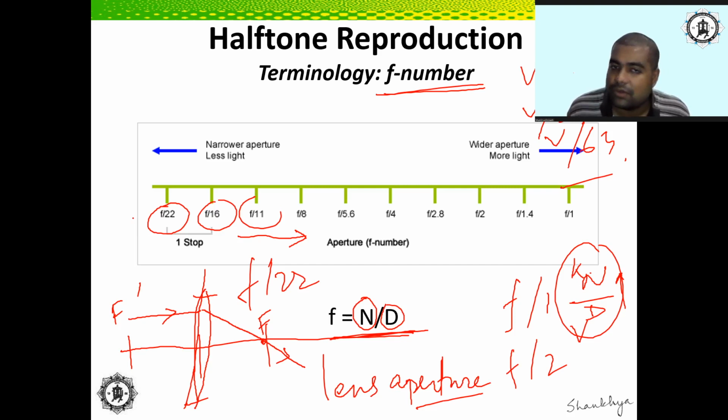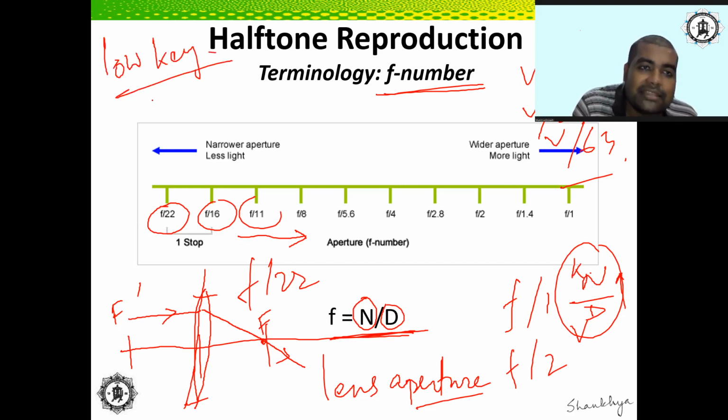So maybe at night time, we are shooting something at night, or we are recreating, in process camera terms duplicating, an original which has a greater amount of shadow than highlight. That we call a low key image. An image having a greater amount of shadow area than highlight area is known as a low key image. So creating duplicates of low key originals requires a lower f number.